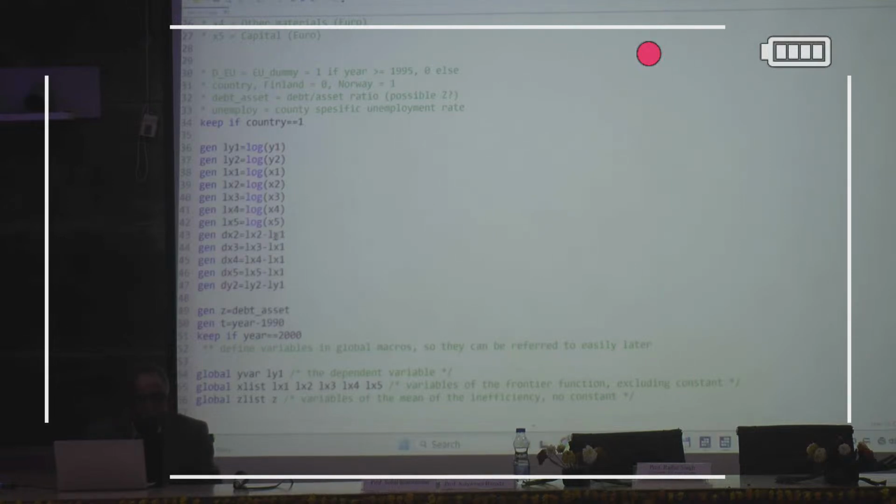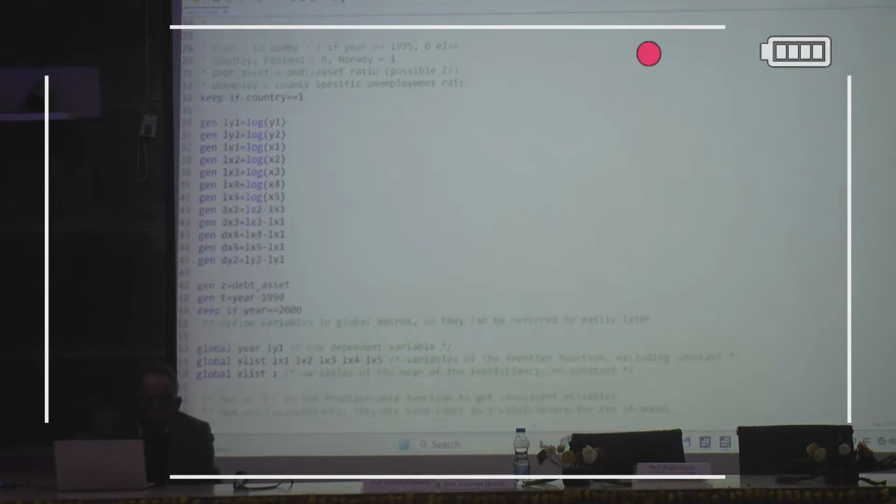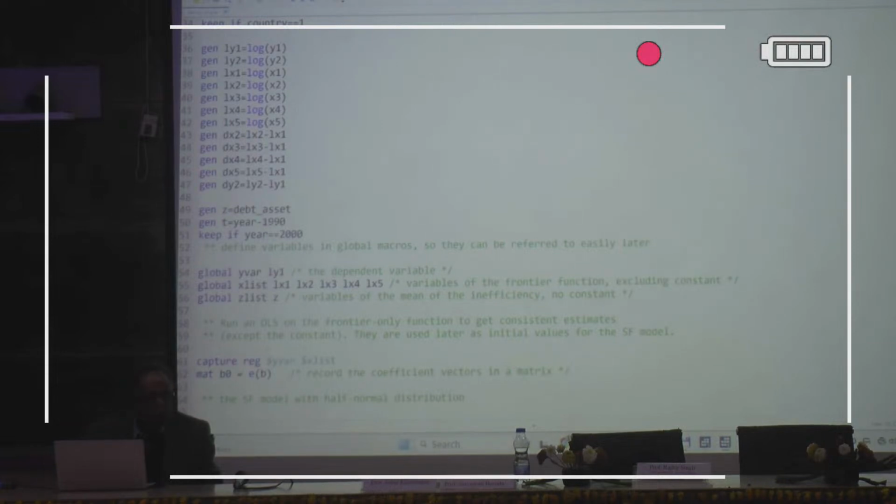I created a variable for the output distance function also, but it depends on what you want to use. And then there is a z variable, the debt to asset ratio. In line 49, I can see that. This is a z variable. That means we are going to be exploring whether the financial situation of the firm, which is given by the debt to asset ratio, is playing any role in efficiency.